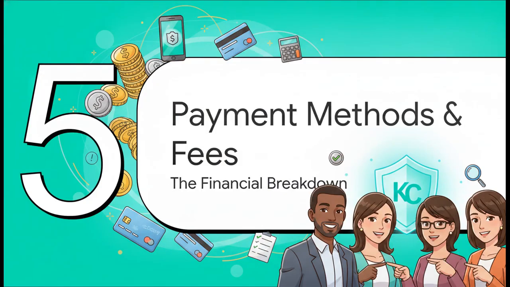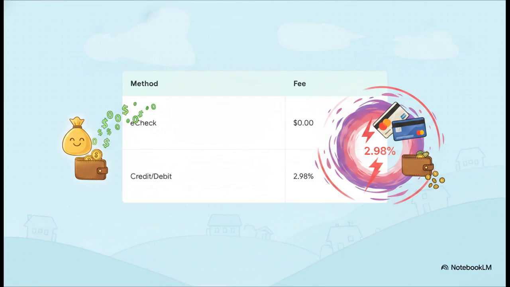Next up, Section 5, payment methods and fees. Let's take a look at the financial breakdown. There is a massive difference in cost depending on how you choose to pay your bill. If you choose the e-check or ACH option, meaning you just enter your bank routing and account numbers, the fee is $0. It is completely 100% free.